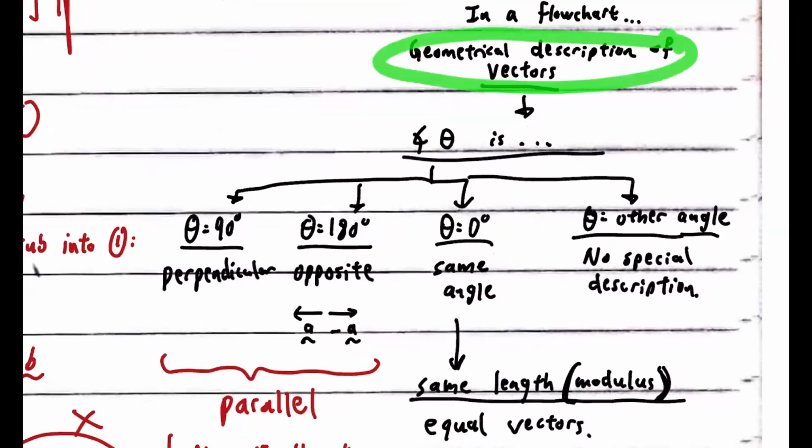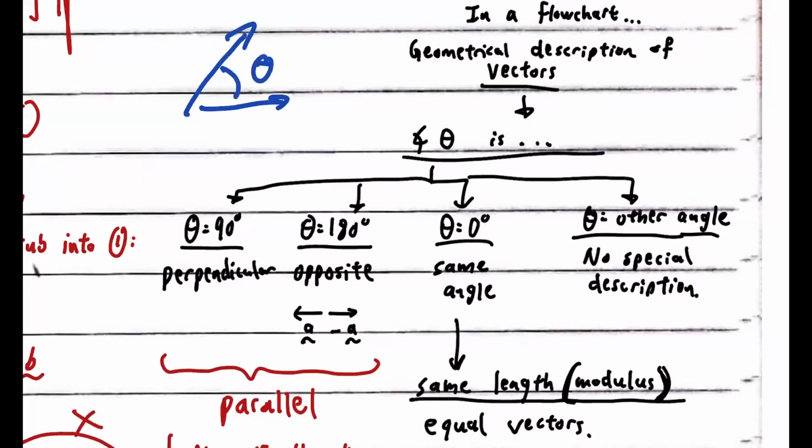Geometrical description of vectors. So every time there will be an angle theta between two vectors, right? Then what we want to consider is the different angles. So there can be 90 degrees, then we have a special name to describe the vectors. They are perpendicular or maybe orthogonal. Same thing, synonyms. Perpendicular is the main word you should know for A levels.